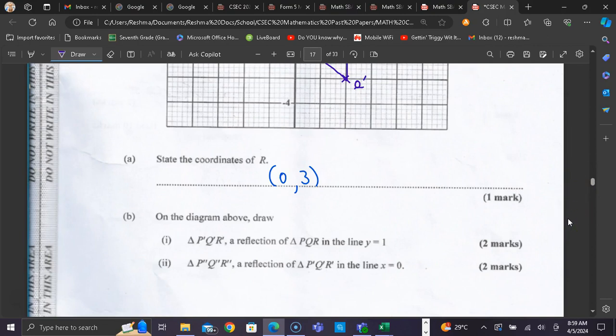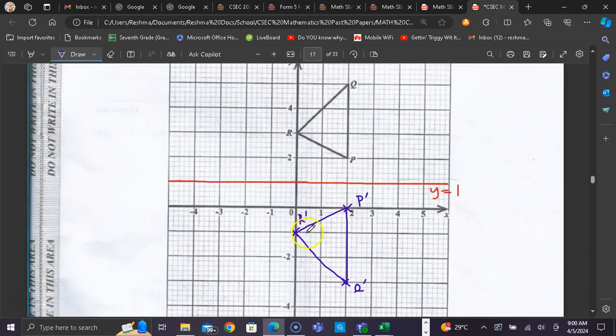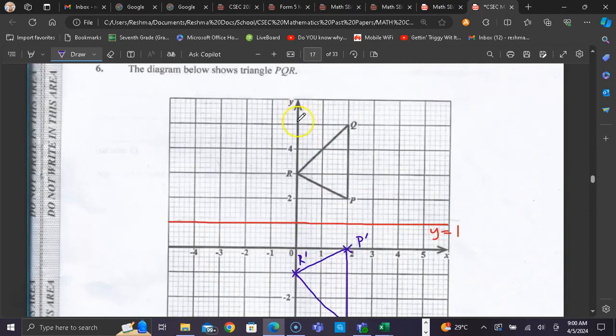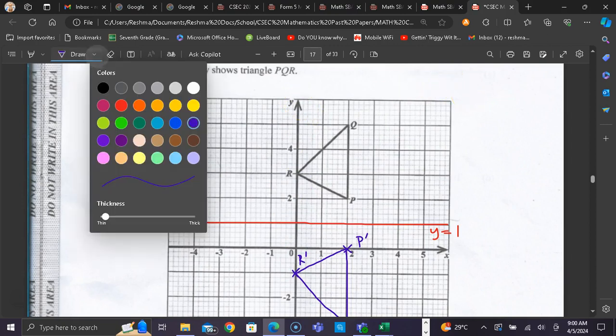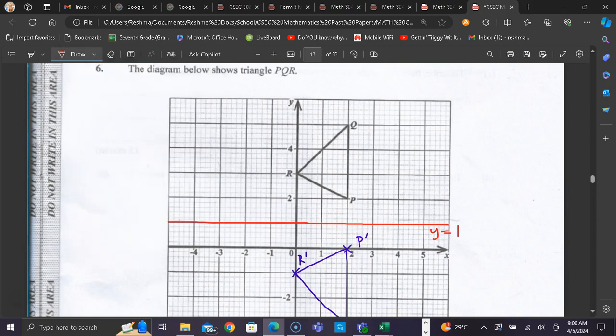This time we have to draw a triangle P''Q''R'', a reflection of triangle P'Q'R' in the line x equals 0, for 2 marks. Our mirror line this time is the line x equals 0, which is a vertical mirror line passing through x equals 0 on the x-axis. You would notice x equals 0 is here, and it's a vertical line, so x equals 0 is actually the y-axis. So the y-axis is our mirror line. Just going to draw that in.